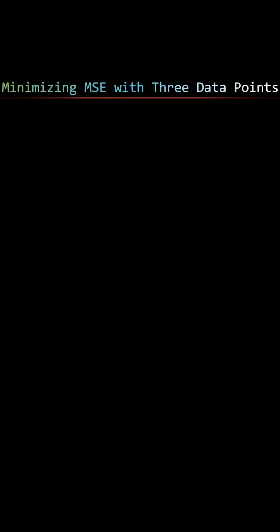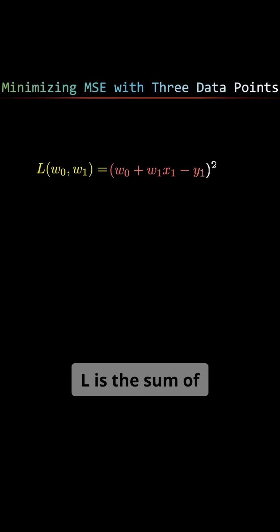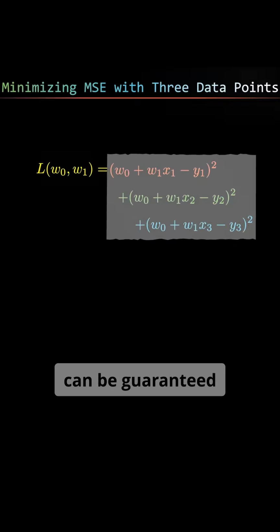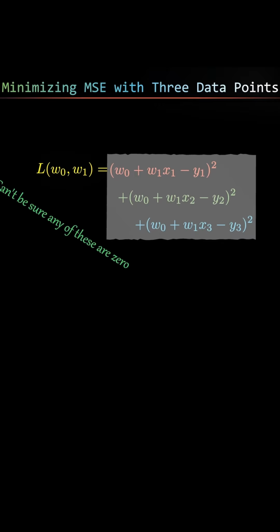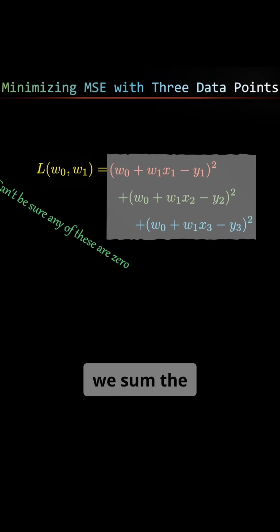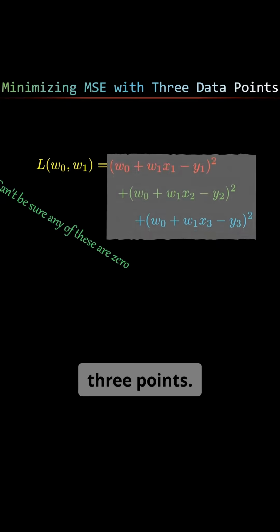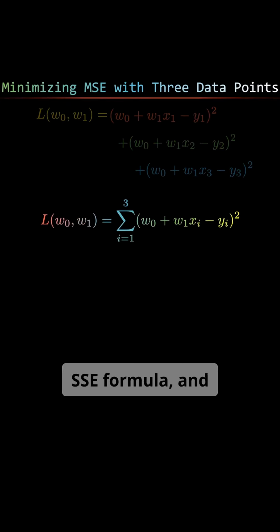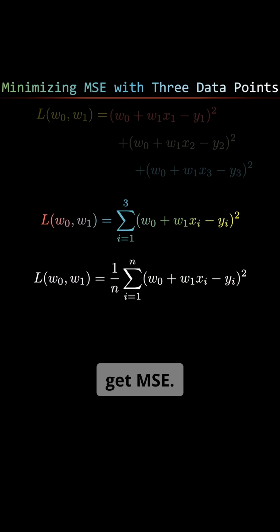Let's see. The loss function L is the sum of 3 squared terms, and none of these terms can be guaranteed to be 0 because the points are not on the same line. We can write this more generally. We sum the squared errors for all 3 points. This should look familiar. It's exactly the SSE formula. And if we divide by the number of data points, we get MSE.